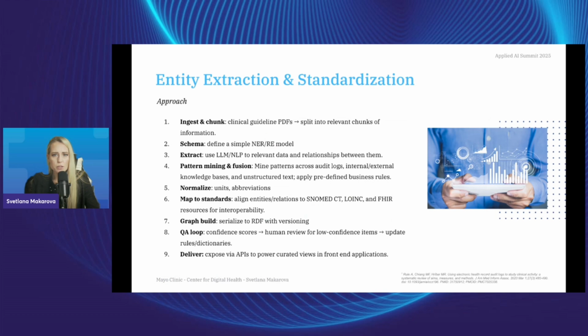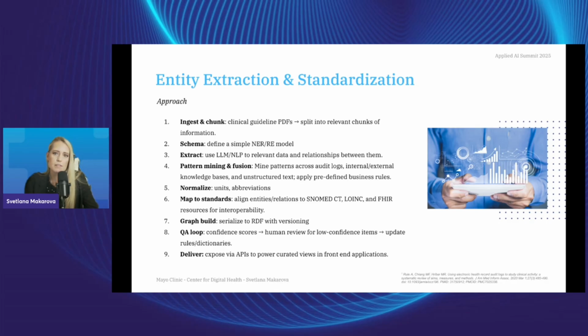And here's the practical flow of these steps to make it a bit more concrete, especially for those who are looking to learn and maybe implement it in their own organizations. We first ingest and chunk by structure: headings, tables, recommendation blocks. We define a simple named entity recognition and relation extraction schema with fields you intend to use downstream. You would run extraction with constrained decoding and validate against the schema.